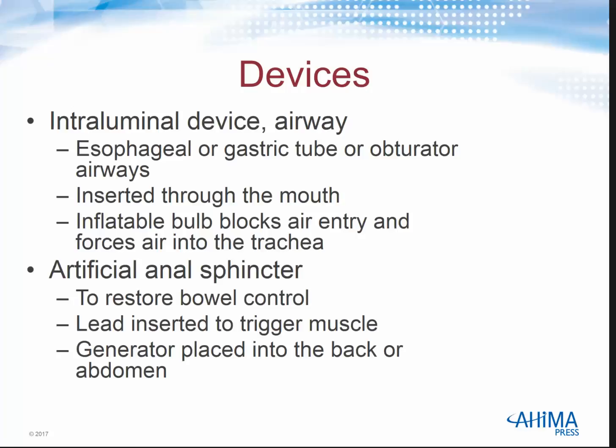So in our GI system, we have devices commonly identified for you by your textbook author. She talks about the esophagus airway, and she talks about anal sphincters. Patients may have had some type of previous surgery. They may have had some type of pelvic floor dysfunction, and that's the reason why they would be having an anal sphincter.